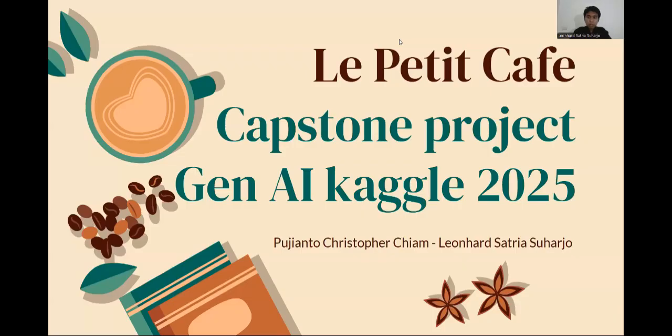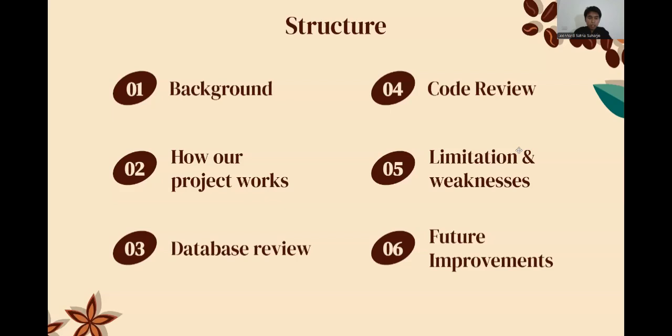So welcome to our presentation of the Petit Cafe as part of our capstone project of the Generative AI Kaggle course 2025. So we'll start with the structure of this presentation. We will start with background, followed by how our project works, which will be discussed with the flowchart, and followed by database review, followed by code review and limitation and weaknesses, which will be discussed by our teammate, Mr. Pujianto Christopher Xiao. And lastly, we will close with the future improvements for our application.